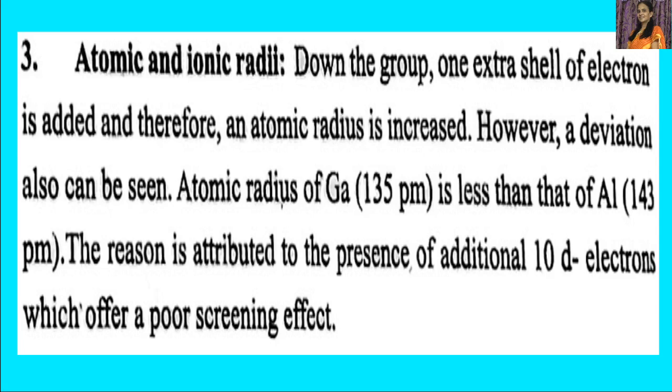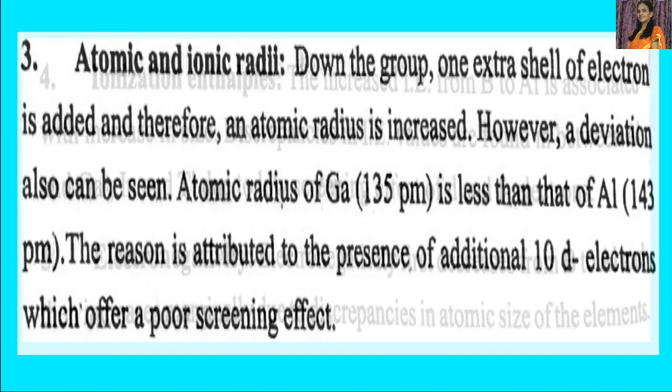However, a deviation can also be seen. Here and there we can observe deviations. The atomic radius of gallium is less than that of aluminium. Here you can observe that gallium should be larger than aluminium, but it is less. The atomic radius of gallium, 135 picometers, is less than that of aluminium, 143 picometers. The reason is attributed to the presence of an additional 10 d electrons, which offer a poor screening effect. Due to the poor screening or shielding effect of d electrons, the atomic radius of gallium is less than that of aluminium.